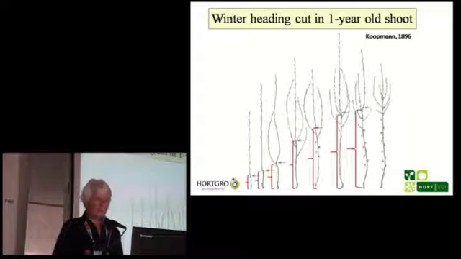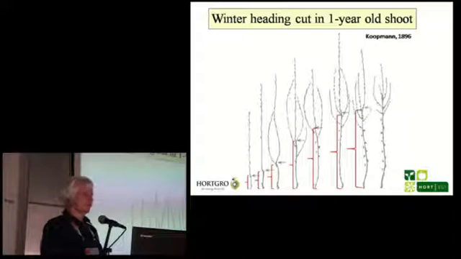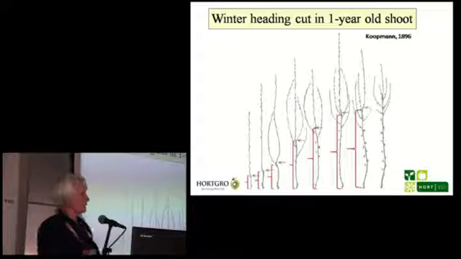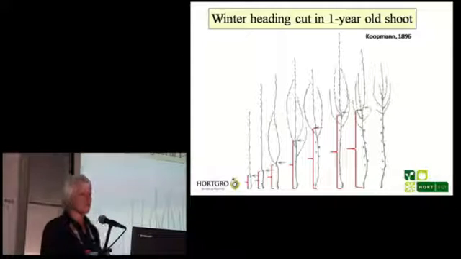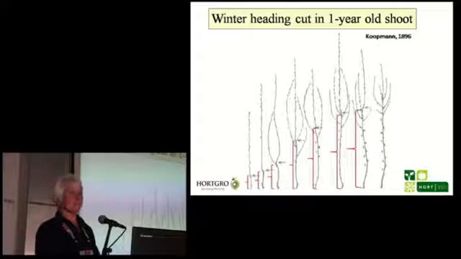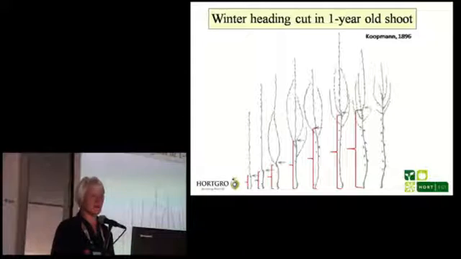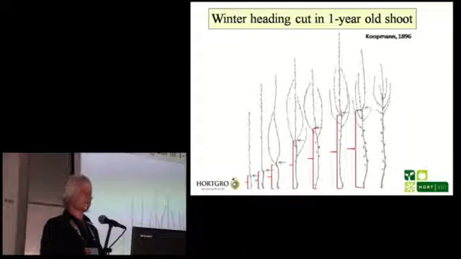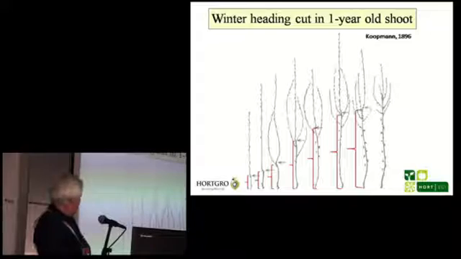Okay, if we quickly look at what happens when we do winter heading in 1-year-old shoots, and just interesting enough, this is a sketch made by a German researcher called Koopman. And you can see way back in 1896 is when he worked on, and this is cherry shoots, and looking at the response. Basically, the way the trees responded more than 100 years ago is still the way they respond today.